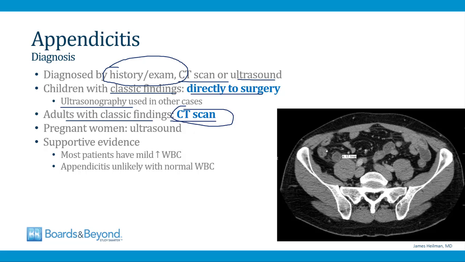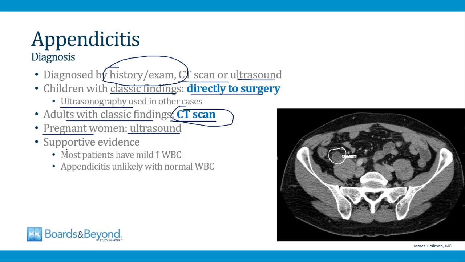This is a picture of a CT scan on the slide here from a patient with appendicitis. This is the inflamed appendix. These are not easy to identify on CT scan without some practice. Appendicitis can also sometimes occur in pregnant women, and when it does, ultrasound is the modality of choice for diagnosis because you don't want to expose the fetus to radiation from a CT scan.